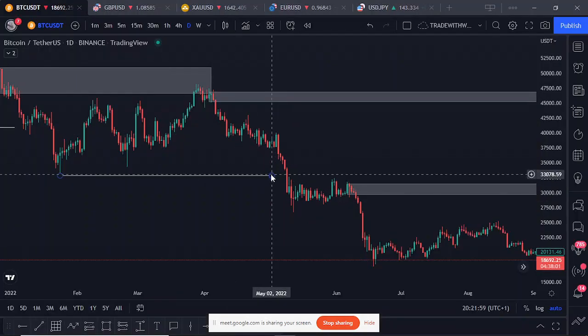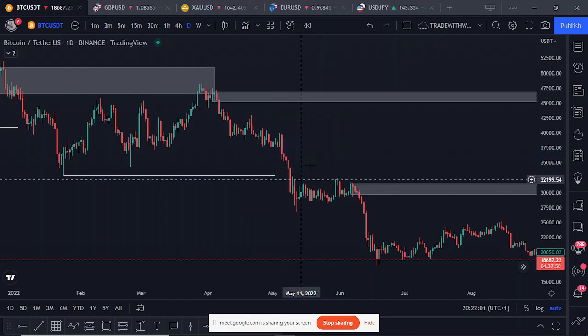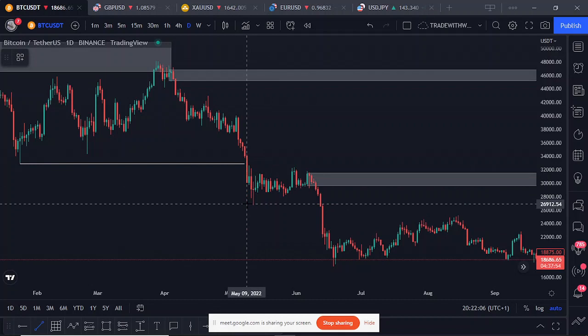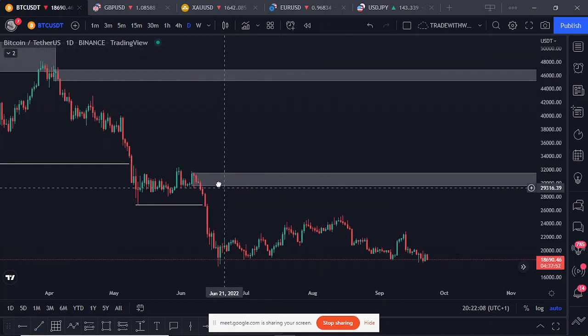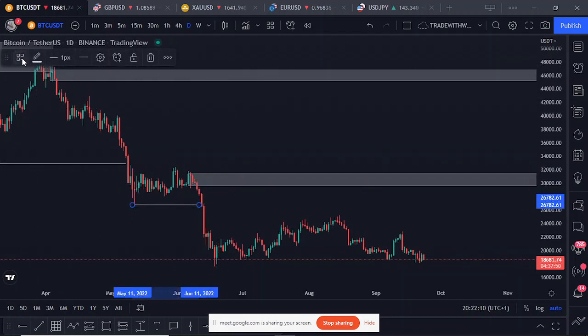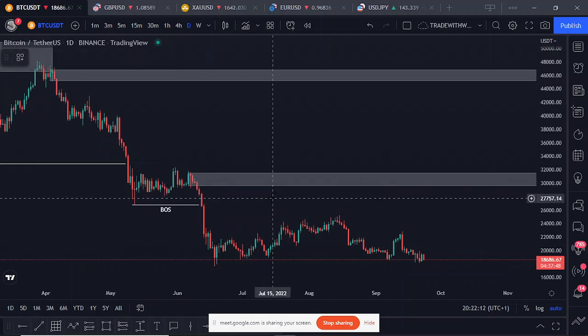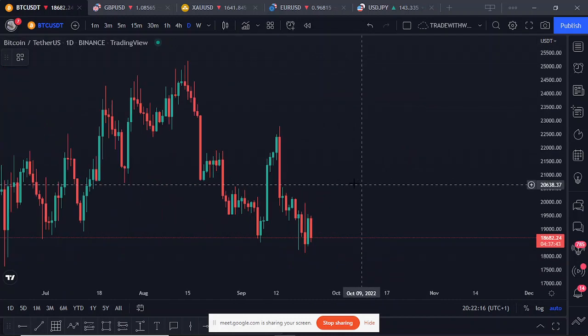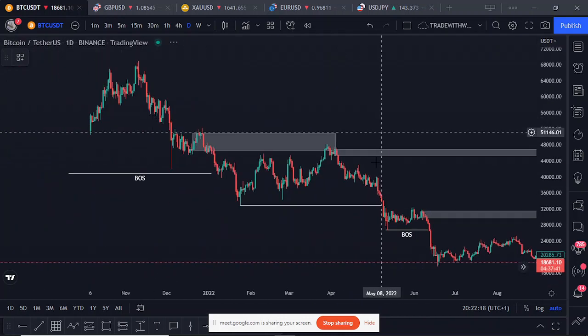There's a clear break of structure here, and there's another break of structure here. So now looking at this break of structure here, I can say yes, this is a valid supply zone. Market will react from it. Okay, now remember the weekly time frame is bearish.